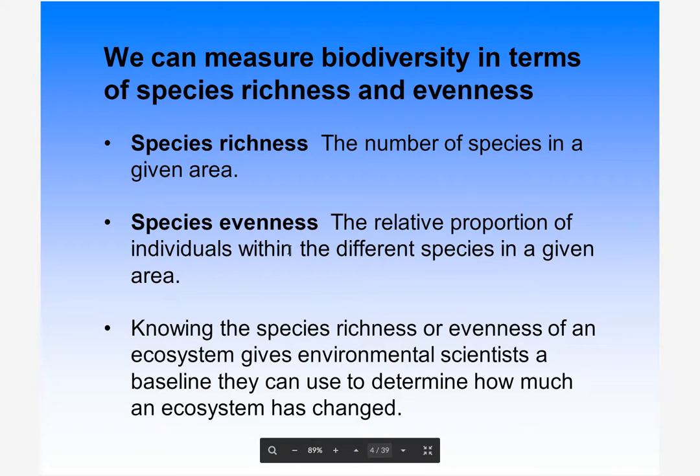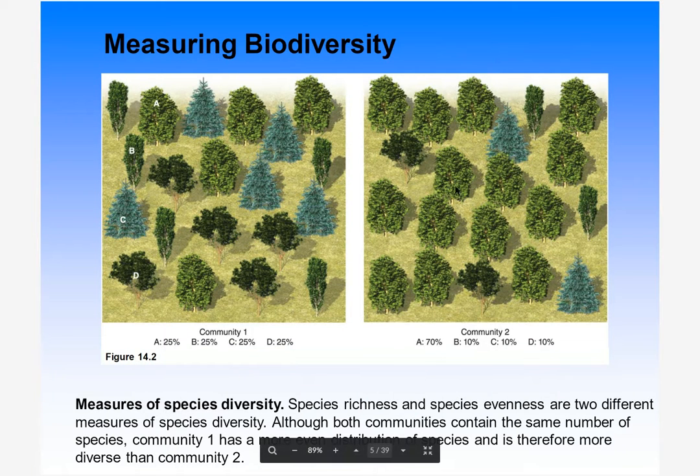But evenness also plays a role. It's the relative proportion of the individuals within the different species in a given area. So knowing species richness or evenness can give environmental scientists the baseline and how much it has changed if they monitor it over the course of, let's say, a decade. So your FRQ is very similar to this picture, kind of. Might have been flipped though. Like this one was A and this was B, I guess.